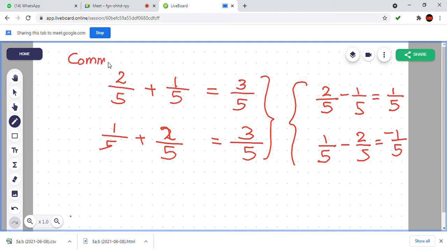Commutative property. Listen to the spelling and write it correctly. Someone is saying communicative property, you will say it wrongly. It is commutative property.